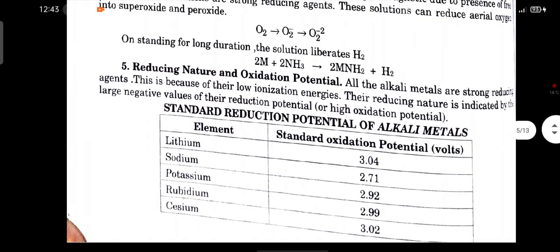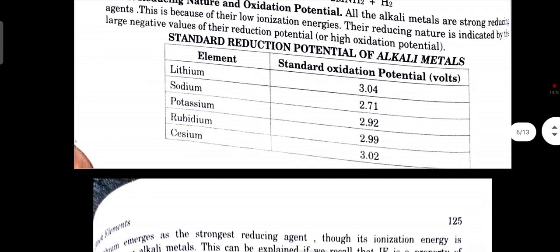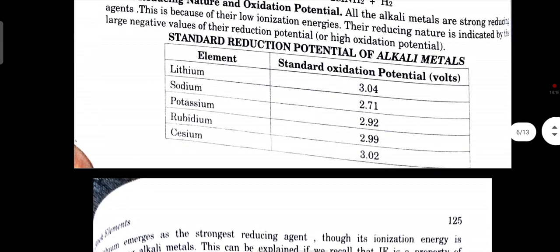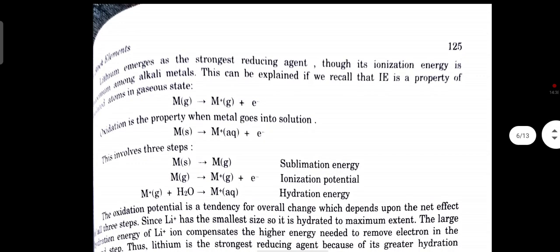Reducing nature and oxidizing potential. The alkali metals are strong reducing agents. This is because of their low ionization energy. Their reducing nature is indicated by the large negative value of their reduction potential, that is, high oxidation potential. Lithium emerges as the strongest reducing agent, though its ionization energy is the highest among all the alkali metals.